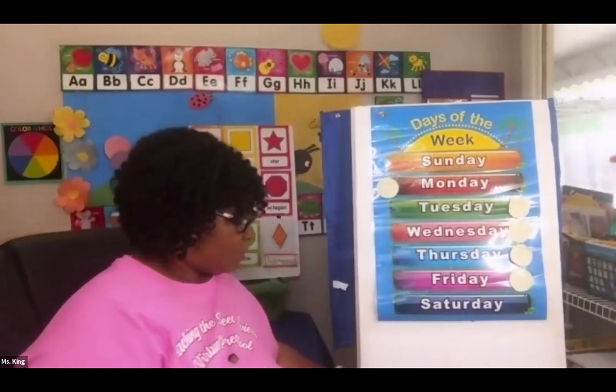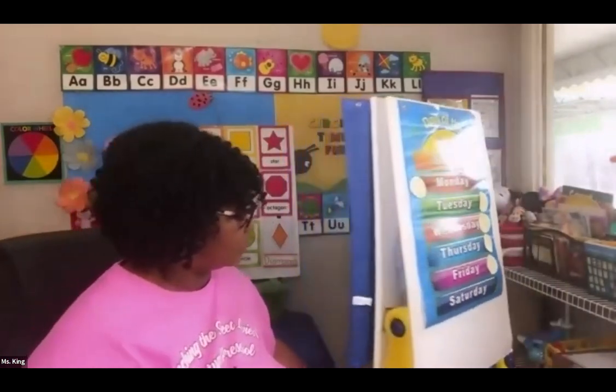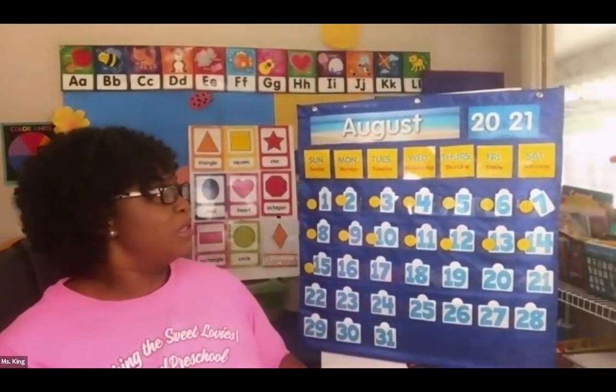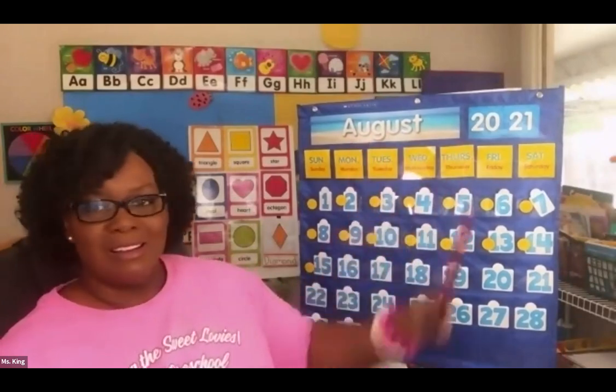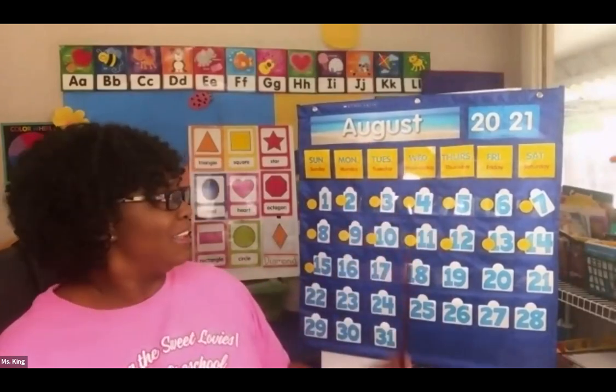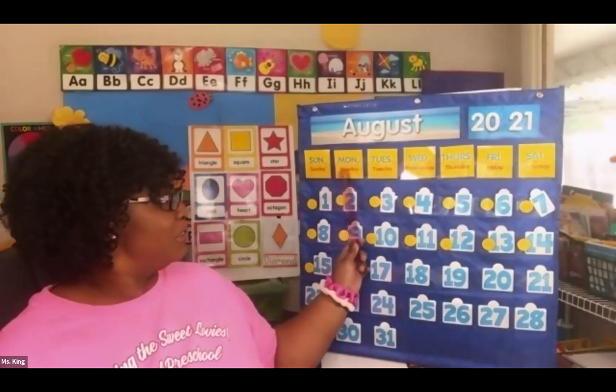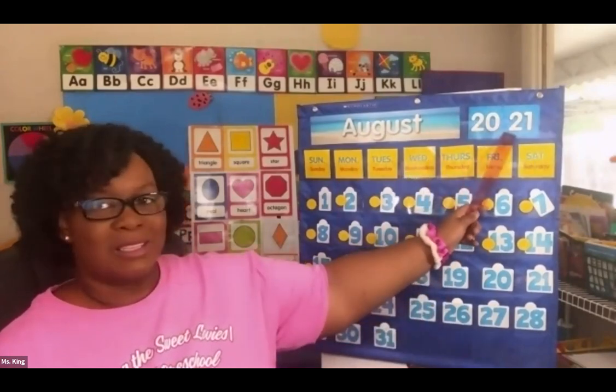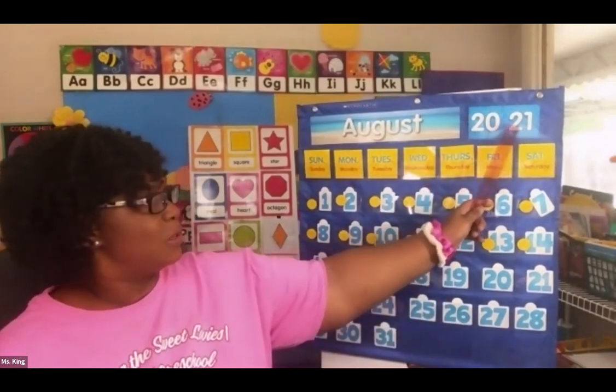All right. Now, here we go. Calendar. There's Mr. Calendar. We know that the month is August. And we also just found out today is Monday. This tells us what? The year 2021.